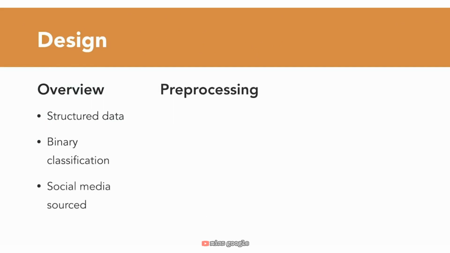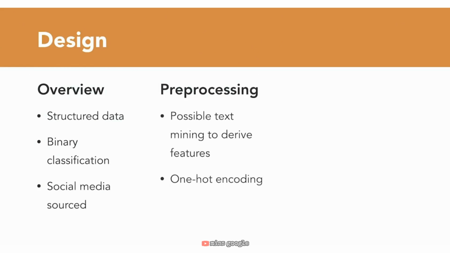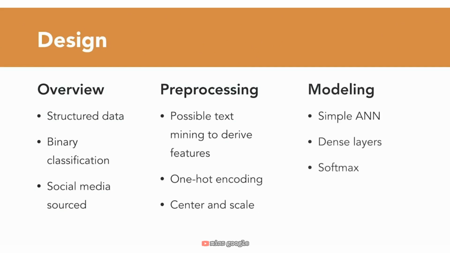What preprocessing is needed? We need to do some text mining to derive the scores and matches. We have to one-hot encode the target variable. Centering and scaling is also recommended for the feature variables. For modeling, we could use a simple artificial neural network with a few dense layers ending in softmax activation. This would predict a 0 or 1. An alternate approach could be to use embedding and take the entire social media profile as input and try to predict a response.